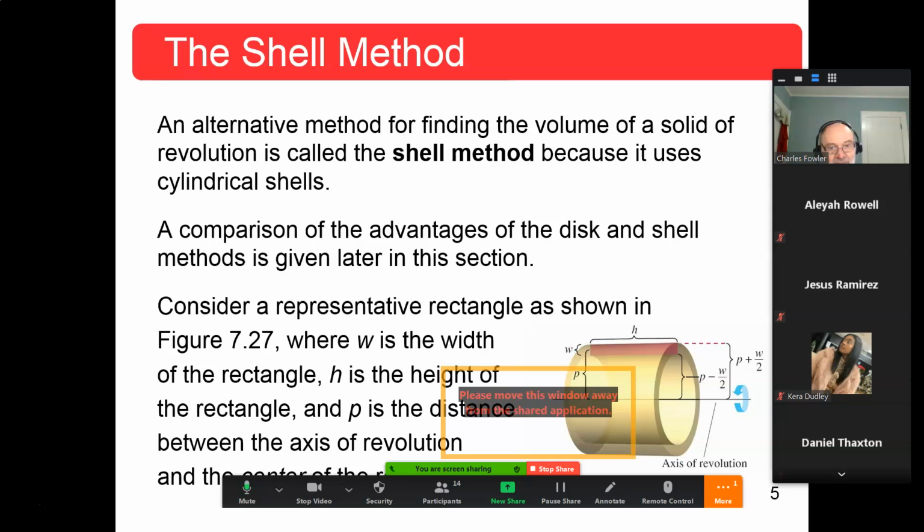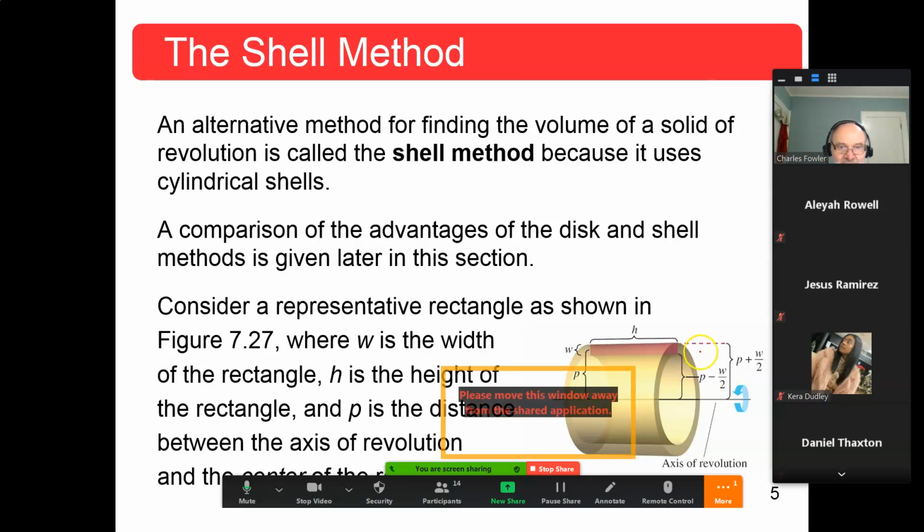The center of the rectangle. Okay? Or center of revolution. All right. So, what was the volume of that? It was 2 pi P times H times W. We're going to let the W go to dy or dx, depending on whether it's standing up or lying down. And then you have that you're going to integrate. Of course, you'll need to get the P in terms of y and the H in terms of y. That's going to be the big issue.